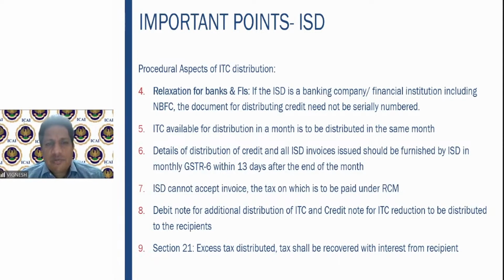ITC available for distribution in a month is to be distributed in the same month. So in whichever month the ITC is available, for the same month the distribution has to be done. Details of distribution of credit and all ISD invoices should be furnished by the ISD in monthly GSTR-6 within 13 days after the end of the month. So whatever distributions are there, and all the ISD related invoices issued, should be furnished by the input service distributor in monthly GSTR-6.